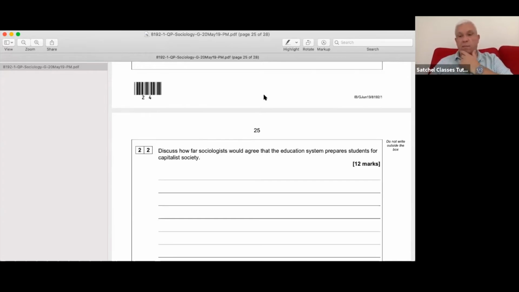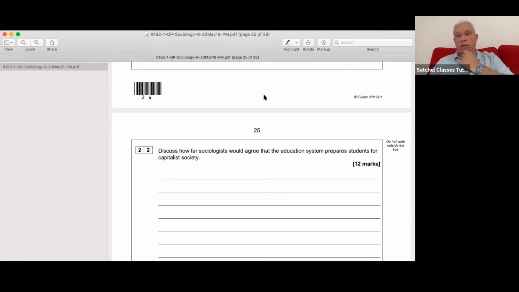And in fact, the leading examiner mentions that in his report as well, saying that lots of students seem to be running out of time. Please keep an eye on the clock. You should be looking at a point per minute. Okay, so therefore the earlier questions, you should really be getting them done quickly so you can spend more time on the 12 markers.